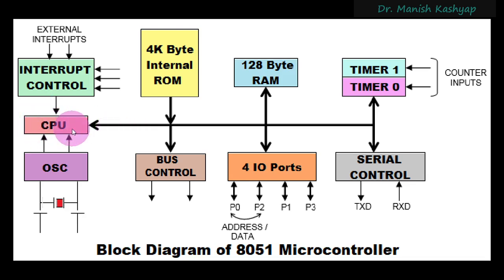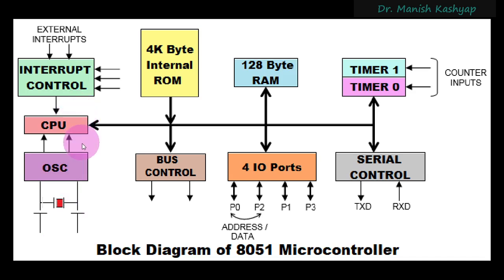So we start with the CPU. We already know that it has an 8-bit CPU because it's an 8-bit microprocessor. Then the oscillator we have just talked about. It has an internal oscillator whose frequency is 12 megahertz. You can also interface an external oscillator between the XTAL1 and XTAL2 pins, and its frequency will be divided by 12 and then supplied inside the microprocessor, right?